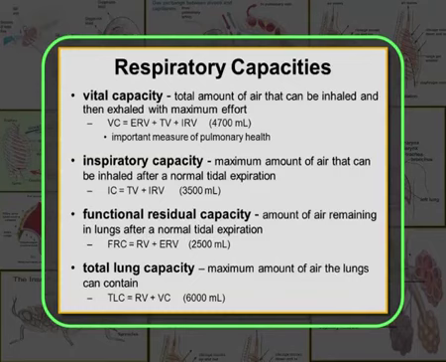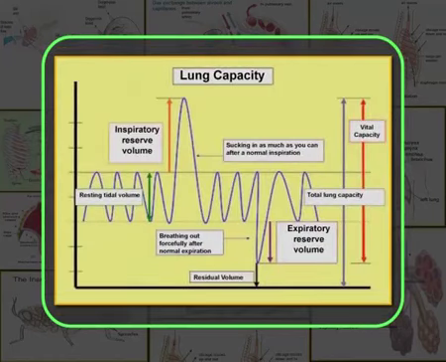Then another is inspiratory capacity, the maximum amount of air that can be inhaled after a normal tidal expiration. Another term, functional residual capacity, is the amount of air remaining in the lungs after a normal tidal expiration, and total lung capacity is the maximum amount of air the lungs can hold. So, this can be shown with a graph also, the lung capacity.